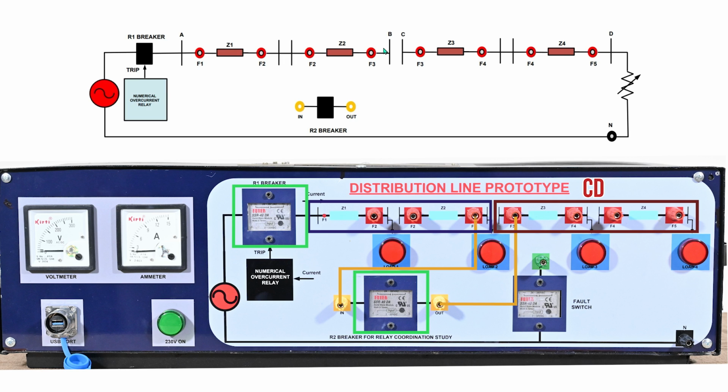In the event of a fault occurring between C and D, the expected behavior is that R2 detects and clears the fault, acting as a primary relay. If R2 fails to operate, then R1 should act after a defined delay, ensuring that the fault is cleared.